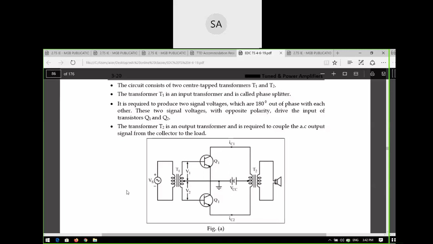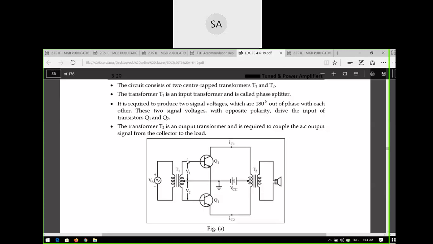And they are using two center tap transformers. So what are the two center tap transformers? What do you call T1? Input transformer, sir. Input transformer, or what is the other name? Phase splitter, sir. Phase splitter. What do you call T2? Output transformer, sir. Or the other name? Coupling transformer, because it will couple the collector voltage to the load.